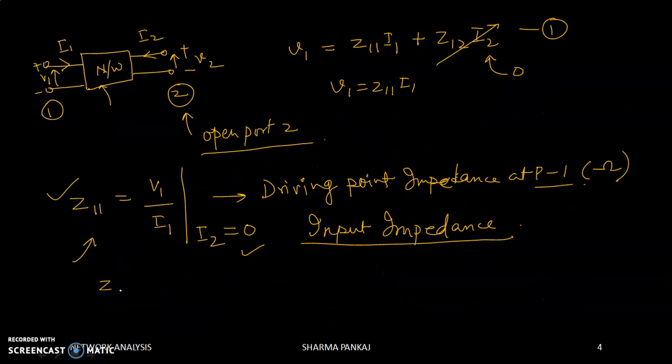Okay, the value of Z21 is equal to V2 by I1 under the condition that I2 is 0. Why? Because port 2 is opened. We have opened port number 2. Port number 2 is open. The current will vanish but voltage will be there. For open circuit, voltage exists but current vanishes. Current becomes 0 and voltage is there depending upon the circuit parameter and situation.